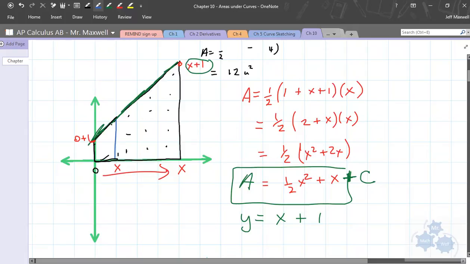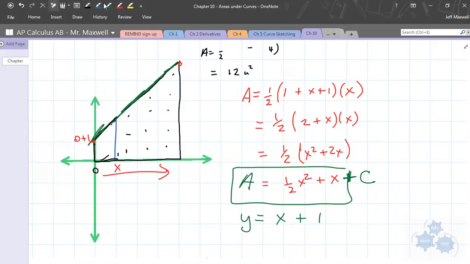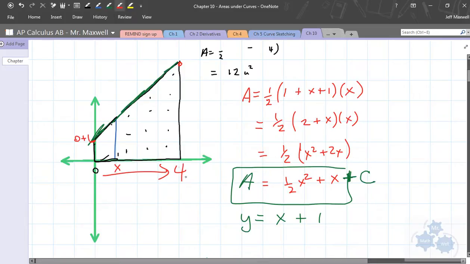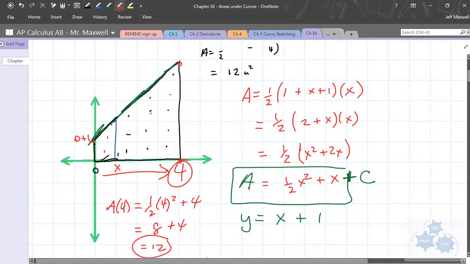And if this right here, I kind of stole this diagram, so let's change this now to 4. So we've got 4 here. If this x value is 4, I should have A of 4 equals 1/2, and stick with me here, I am making a point. What is this? Well, 4 squared is 16, half of that is 8, plus 4 is 12. And of course, that is what we figured out this area to be right here, 12 units squared.